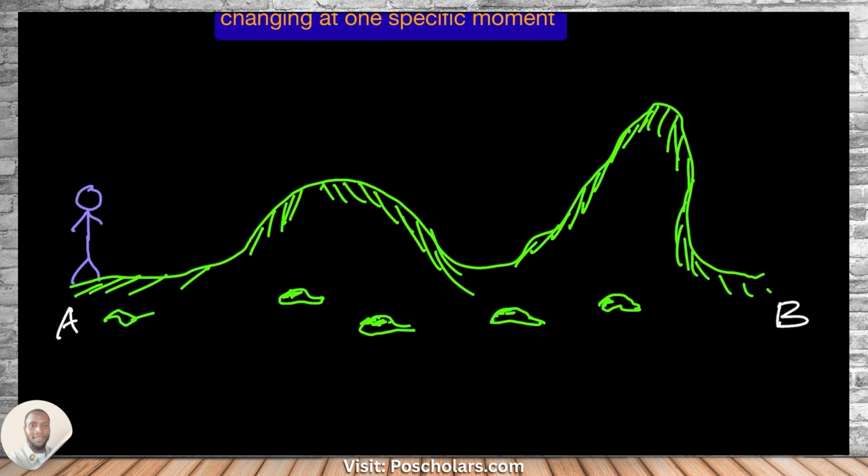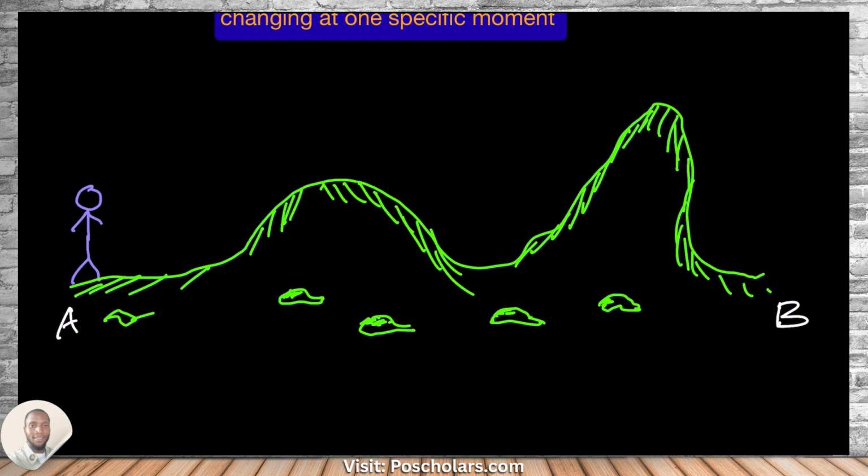Now, look at this illustration. Let's name this person Adam. Adam wants to journey from point A to point B. If you observe his journey very well, you will see that his journey comprises of lowland, highland, lowland, highland, and lowland again. When Adam walks from this point to this point, it's very flat. But by the time Adam starts walking from this point to this point, the slope changes. It starts moving upward until it gets to the peak. Then it starts coming down again.